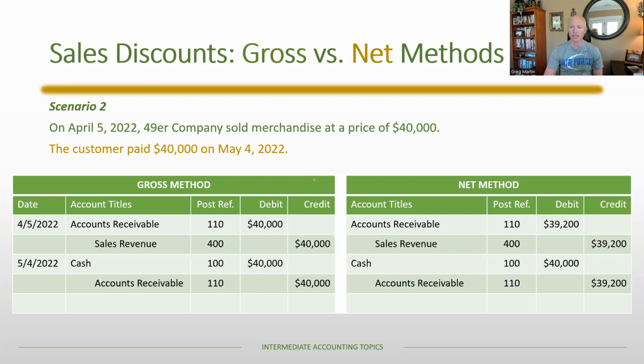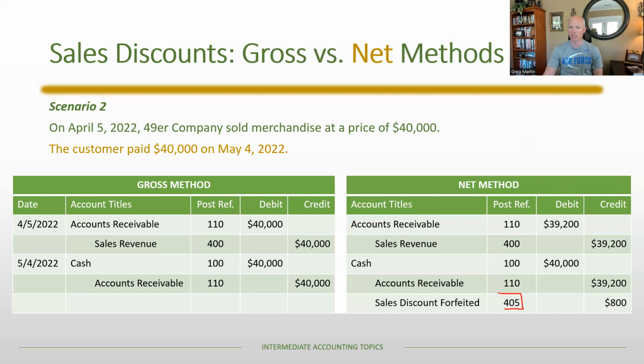On the right-hand side, it's a little bit different. Of course, because we know the carrying amount of the receivable is $39,200, but the cash received is $40,000. And so we have this difference between the two. And that difference is called a sales discount forfeited. And it is a normal revenue account. It has a credit balance.